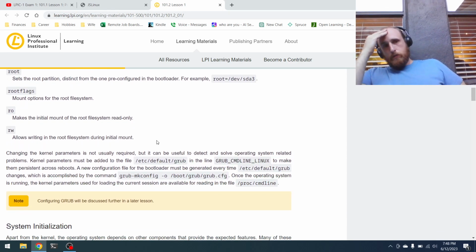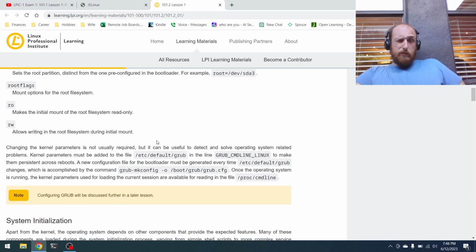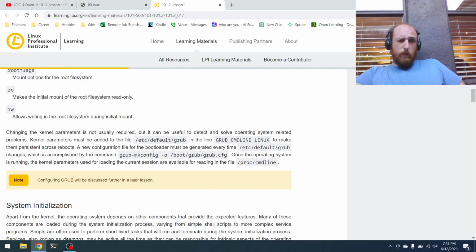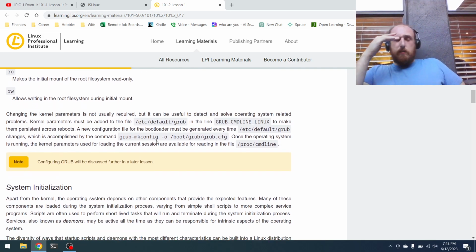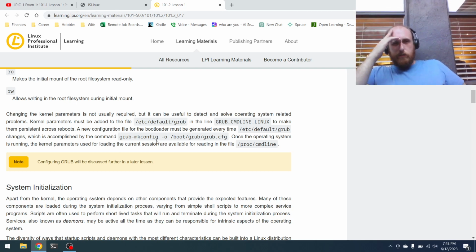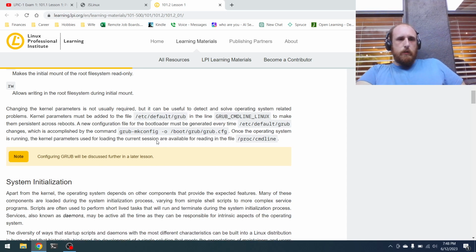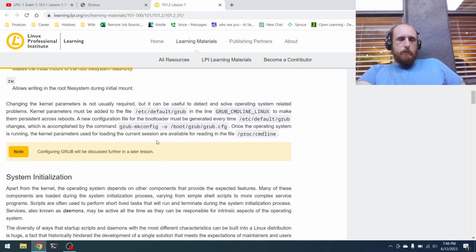root sets the root partition distinct from the one pre-configured in the bootloader. For example, root=/dev/sda3. rootflags sets mount options for the root file system. ro makes the initial mount of the root file system read-only. rw allows writing in the root file system during initial mount.